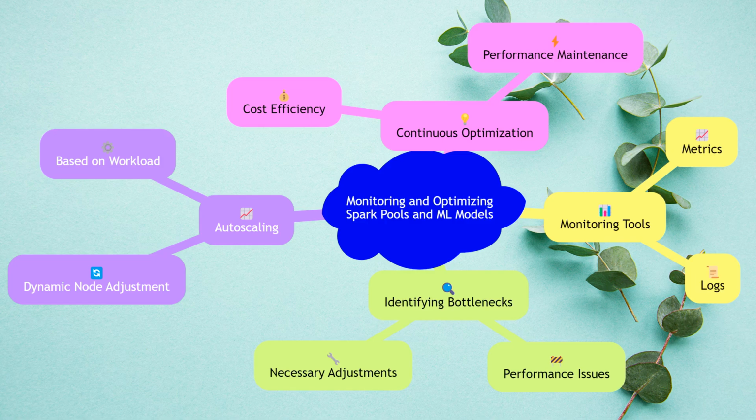Monitoring and optimizing your Spark pools and machine learning models is crucial for maintaining performance and cost efficiency. Azure Synapse Analytics provides several tools for monitoring, including metrics and logs. By regularly monitoring these metrics, you can identify performance bottlenecks and make necessary adjustments. Additionally, you can use auto-scaling to dynamically adjust the number of nodes in your Spark pool based on the workload, ensuring optimal resource utilization. Continuous monitoring and optimization help ensure that your machine learning solutions remain efficient and cost-effective.